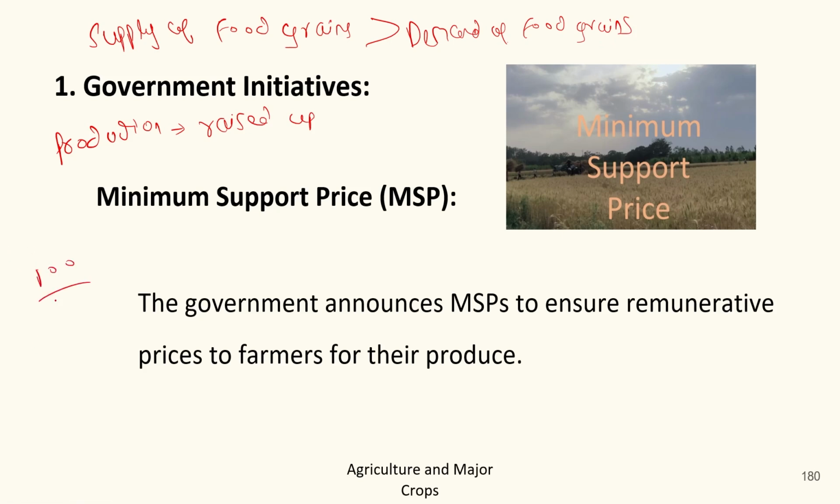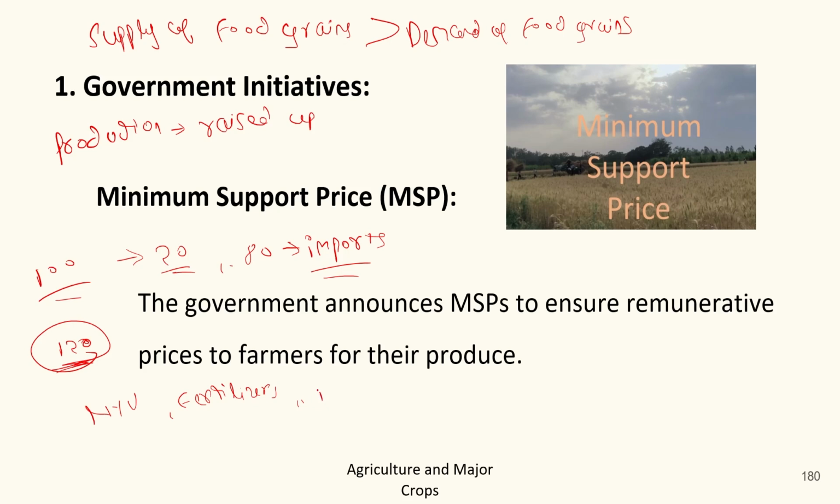We can understand by an example. Suppose we had a demand of 100 units and we were able to produce only 20 units, and the rest 80 units were obtained by imports before the Green Revolution. After the Green Revolution, what happened? We were able to obtain 120 units because of high yielding variety seeds, proper use of fertilizers, good irrigation, transportation, storage, and market access. We had surplus units in the market.